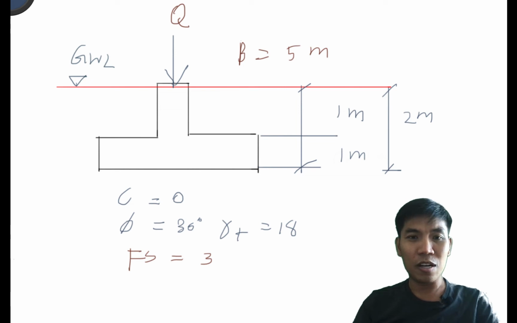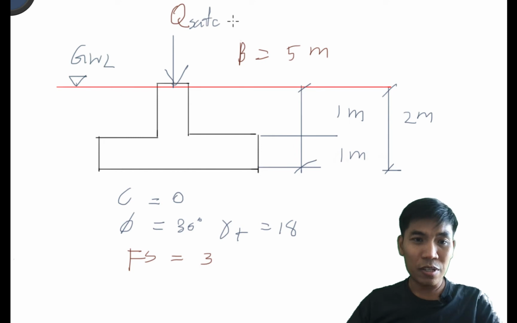I will teach you how to calculate the bearing capacity of the shallow foundation. The shallow foundation is a square footing with a width of about 5 meters. I would like you to calculate the Q that applies to the foundation, or you can say Q is the safe load. The factor of safety of this question is equal to 3.